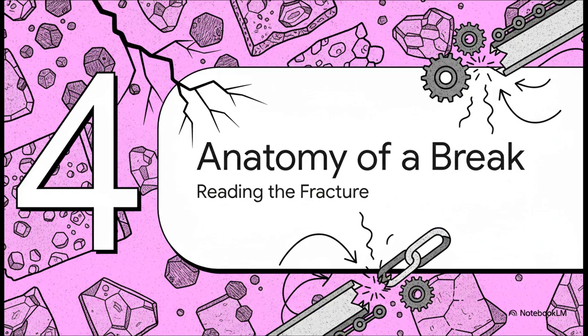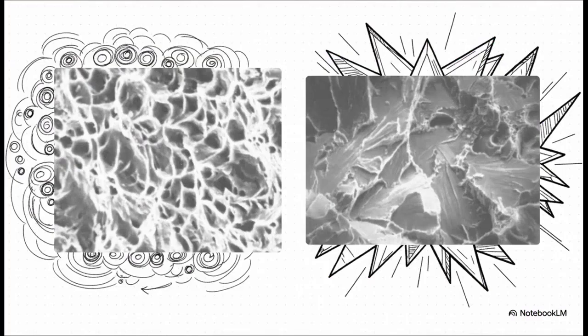Okay, let's put all of this together, because now we get to the really cool part. By looking at the surface of a broken piece of material, what we call the fracture surface, you can actually become a detective and read the entire story of exactly how and why it failed. Just look at the difference here. It's amazing. On the left, you've got a ductile fracture. See how it's all rough and dimpled? That surface is telling you a story about tiny little voids that formed inside, grew bigger, and then slowly linked up until the whole thing tore apart.